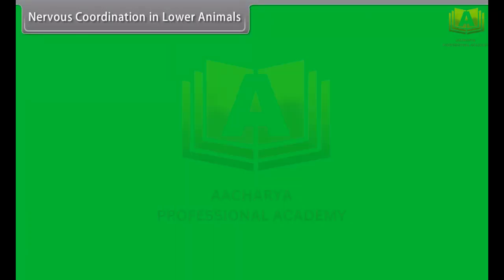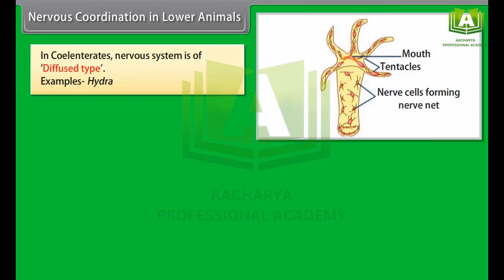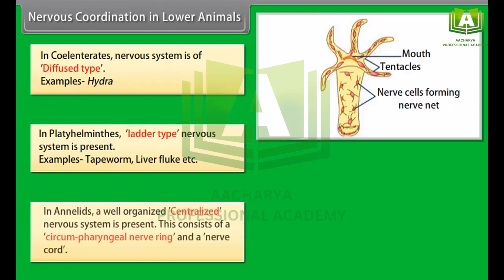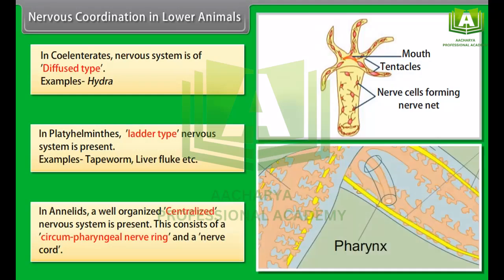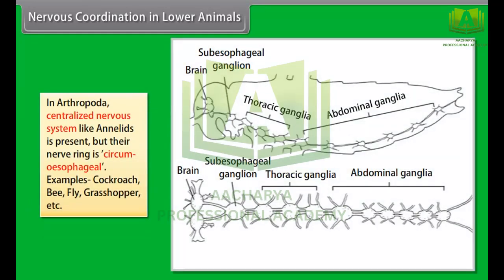Nervous coordination in lower animals. In coelenterates, the nervous system is of diffused type. Example: Hydra. In Platyhelminthes, a ladder-type nervous system is present. Examples: tapeworm, liver fluke, etc. In annelids, a well-organized centralized nervous system is present. This consists of a circumpharyngeal nerve ring and a nerve cord. In Arthropoda, a centralized nervous system like that of annelids is present, but their nerve ring is circumesophageal.